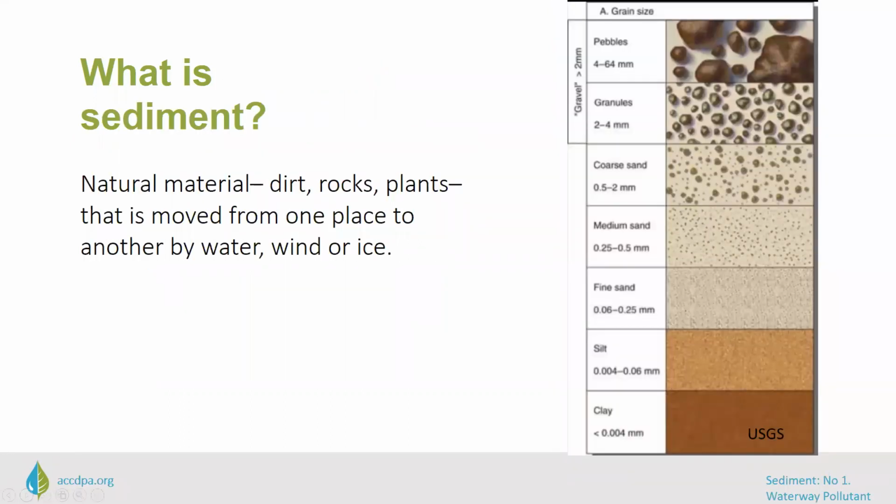So, the process of erosion can both break up sediment from a source, like a stream bank, and transport it. Sediment itself is natural stuff that is broken down. Soil, rocks, plants. Sediment can range in size from larger rocks to sand, silt, and clay.